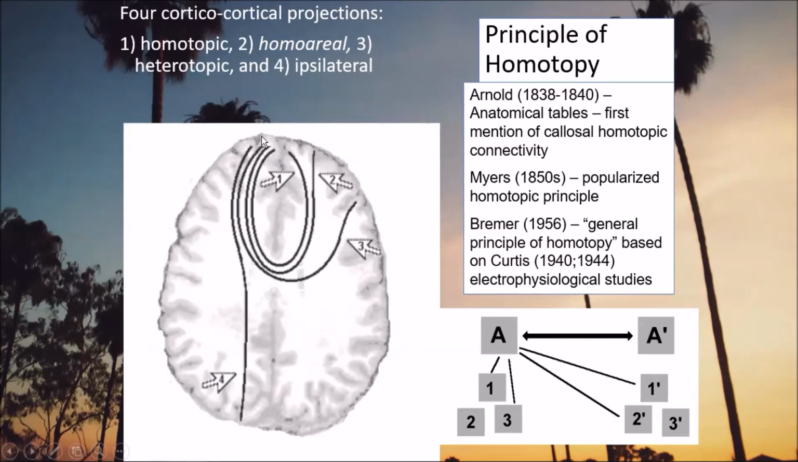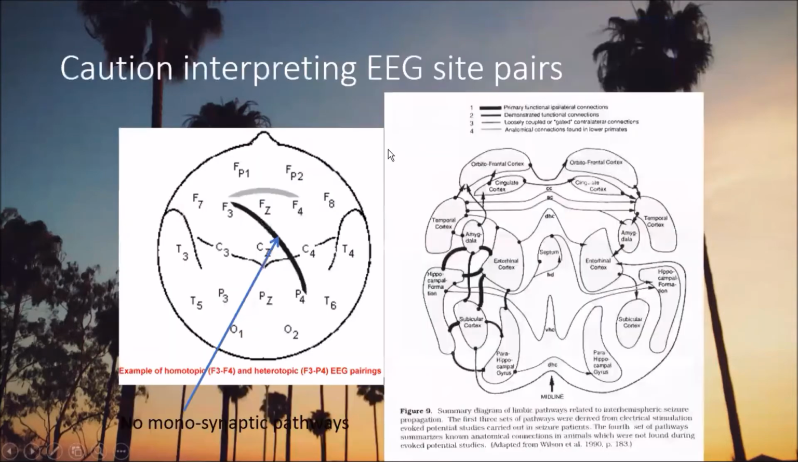The heterotopic one only shows up in a few language areas, and it's very rare, meaning very sparse, might be a better way to say it. Ipsilateral, there are a lot of ipsilateral connections within a hemisphere, like this, for instance.